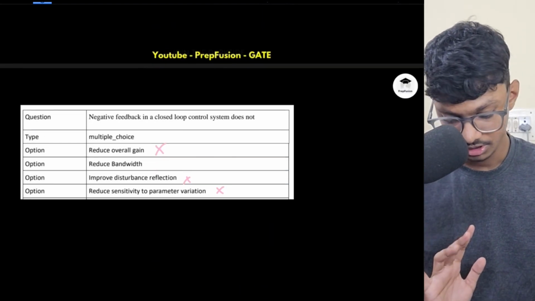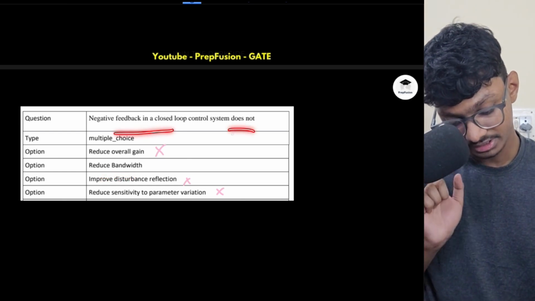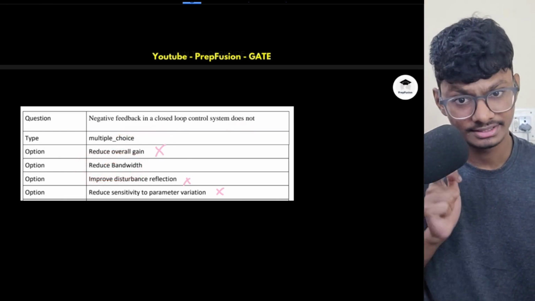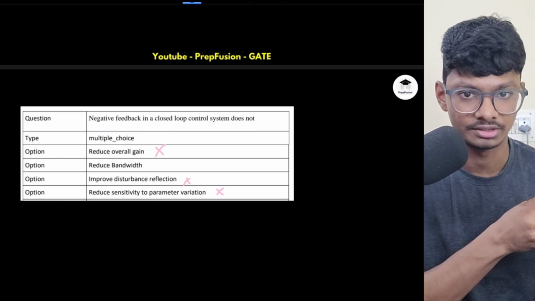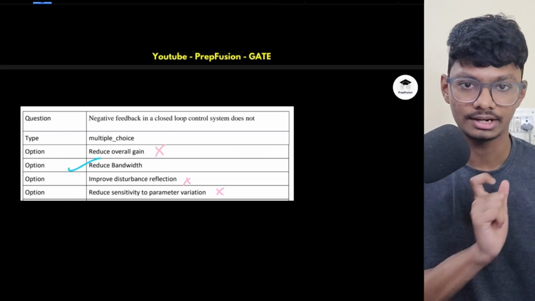This option tells me that negative feedback does not reduce bandwidth. Yes, it does not reduce bandwidth. It increases bandwidth. So this option is correct. It increases the bandwidth, so option B will be the correct answer to this question.